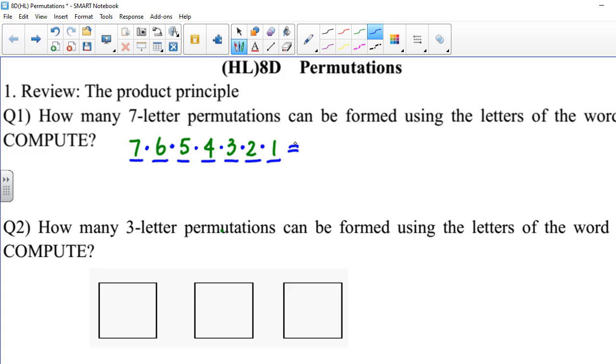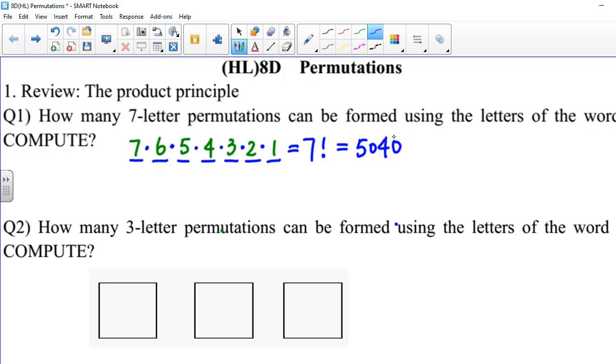And based on 8C, we also know that we can rewrite this multiplication sequence as 7 factorial. 7 factorial, if you use the graphing calculator to find this value, the numeric value for 7 factorial is 5040. Let's look at the second question.